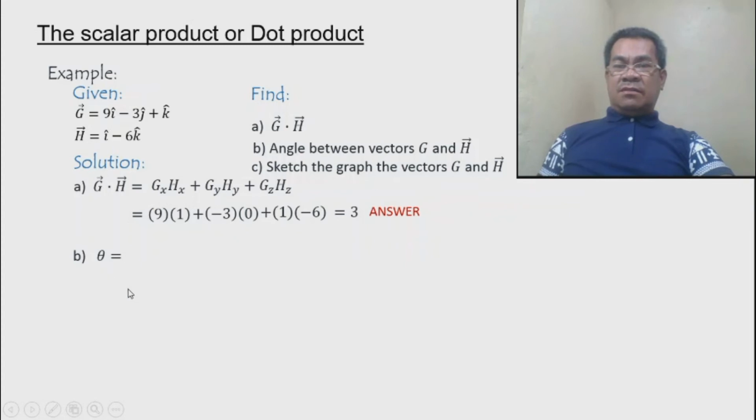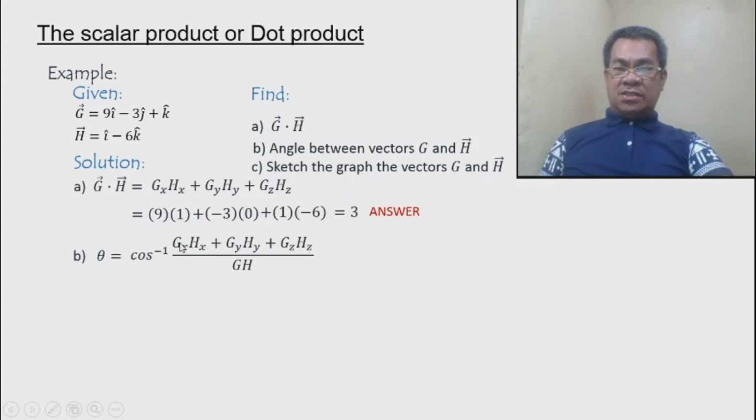Now, the angle. Okay, use the formula. The formula is inverse cos. When this is the dot product, actually, this value is equal to 3 already. And this one, what is it? This is the magnitude of z. Remember magnitude? Square root. So this is also its magnitude. So take the square root of the sum of the squares of its components.